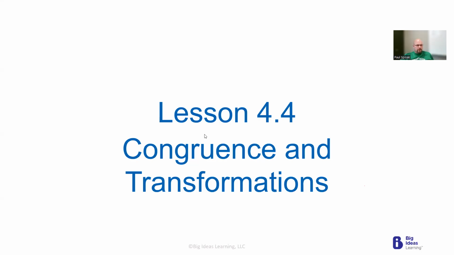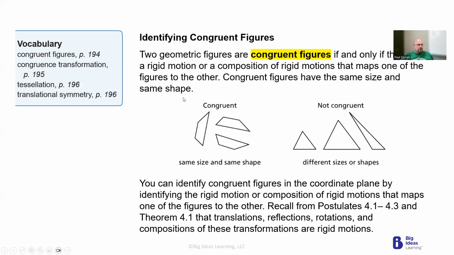All right, lesson 4.4, congruence and transformation. So this has a lot of review ideas from the last couple of sections. We're still talking about translation, rotation, reflections. For this section, we're going to do a few vocab words: congruent figures, congruence transformation, tessellations, and translation with symmetry. So not a lot in this chapter. Again, it's a little bit of review. We basically get our other name for our rigid motion.